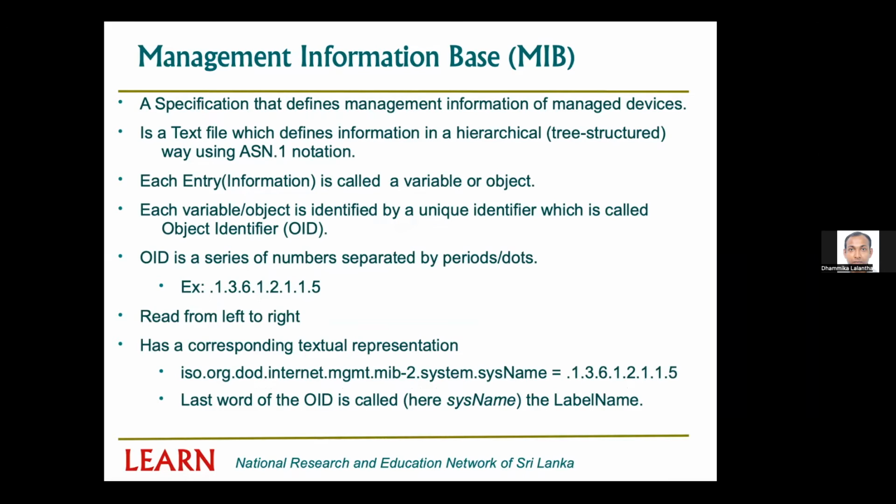The best example to explain this MIB hierarchical thing is DNS. We have the LK domain, and AC is a subdomain of that, and PDN is a subdomain of that, likewise. The numbered notation is also hierarchical, and that corresponds to the particular textual representation.